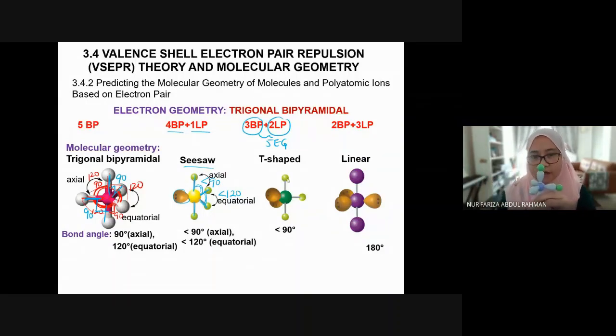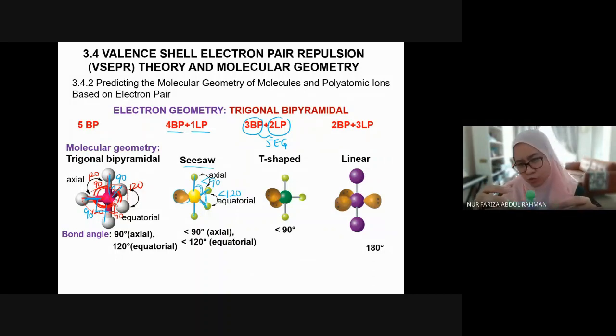Okay, ignore the lone pairs, guys. Forget about the lone pairs. So what do you see? This is a T-shape, capital T. This is very clear. Alright, so angle, guys, angle. This time around we have 2 lone pairs. No matter how you rotate it, you still get a T-shape.